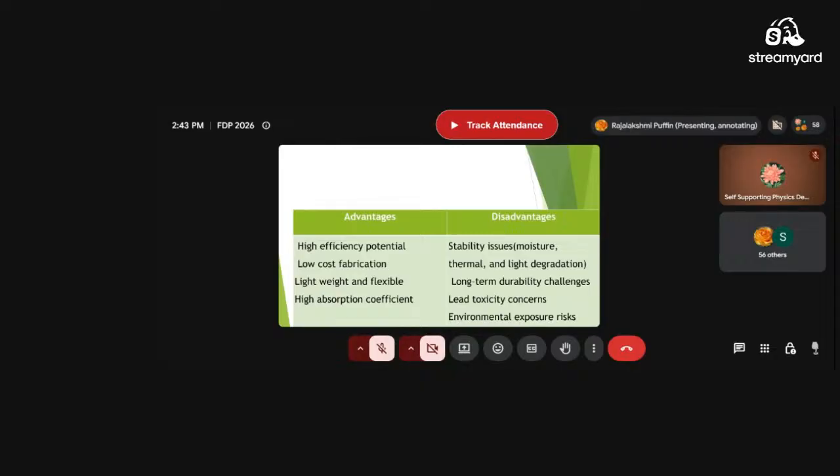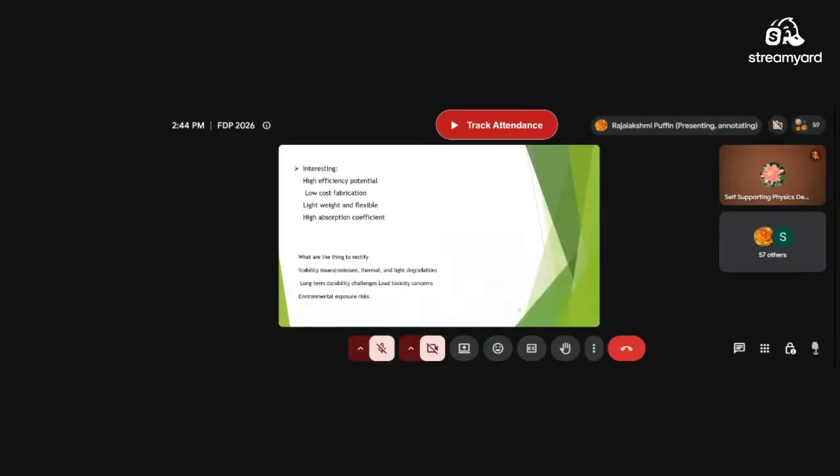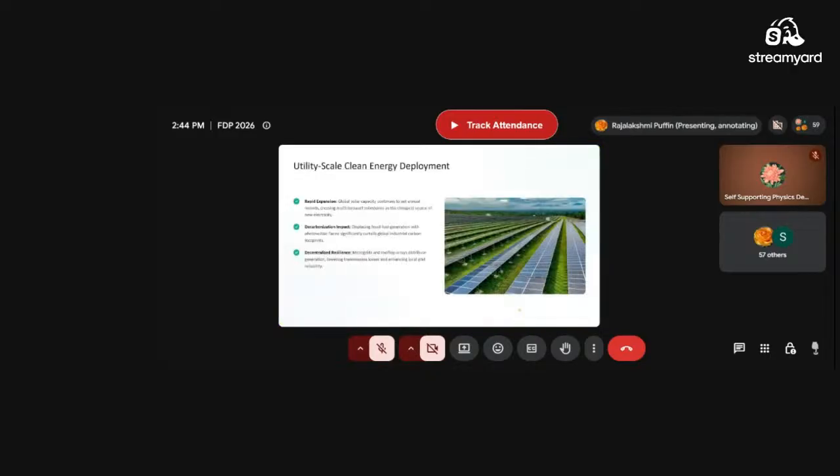The moisture is one of the things, we have to maintain the stability issues in this one, and we have to look at the thermal and light degradation. Because we are using this h nu, this photon, light degradation is very important. What are the durability challenges we have to face? Lifetime is very important, and toxicity is also an issue when we add lead or iodine. We have to go for the environmental pollutants also, and environmental exposure risks we have to look at.